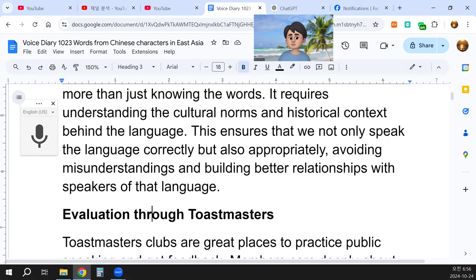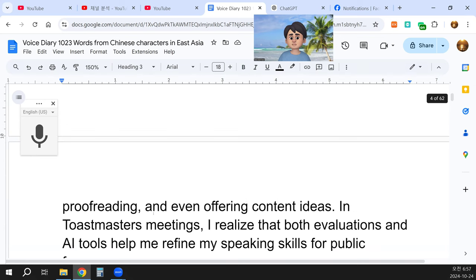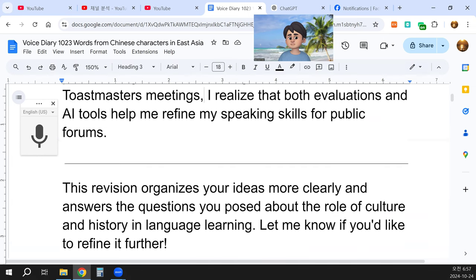Evaluation through Toastmasters. Toastmasters clubs are a great place to practice public speaking and get feedback. Members care deeply about the art of speaking clearly and effectively, and they help each other improve through evaluation. Using AI can also be beneficial in this process, as it can help with reviewing, proofreading, and even offering content ideas.